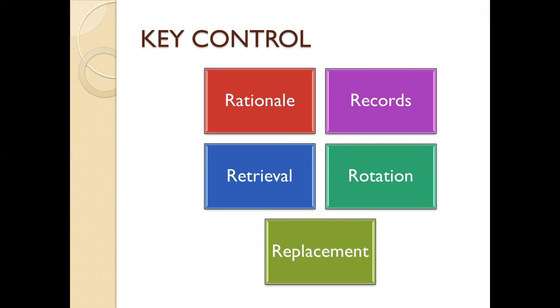So once again, these are the 5 R's of key control. We have the rationale, records, retrieval, rotation, and replacement. For rationale, of course, this is the developed keying schedule. For records, you need to keep a record of a number of elements with regard to guest room and effective key control, and the name of the room occupants, and many others.